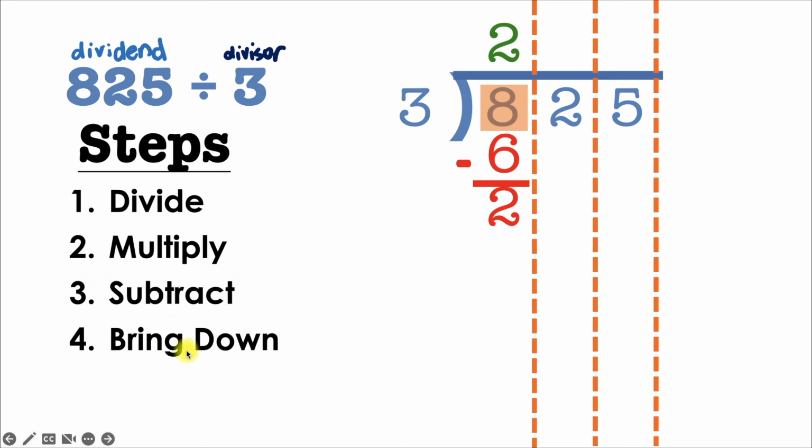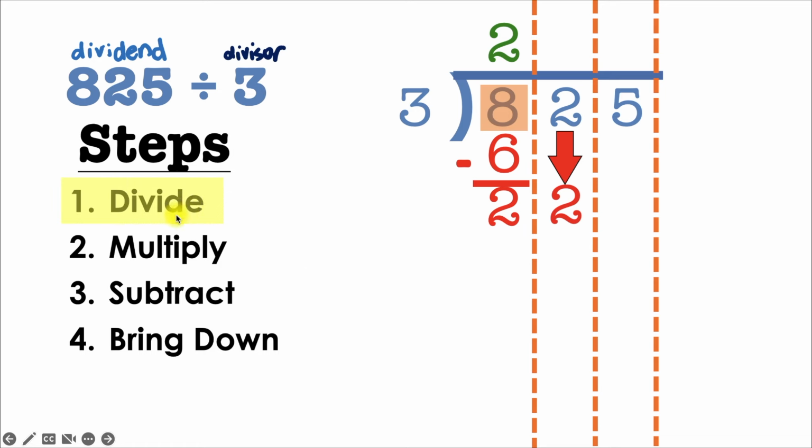Then we go to step 4, which is to bring down. But what exactly am I bringing down? For that, we need to look to the column to the right. So right now we're here. The column to the right is here. So what we're bringing down is this 2. And we'll bring it down right over here. And then we'll repeat the process.